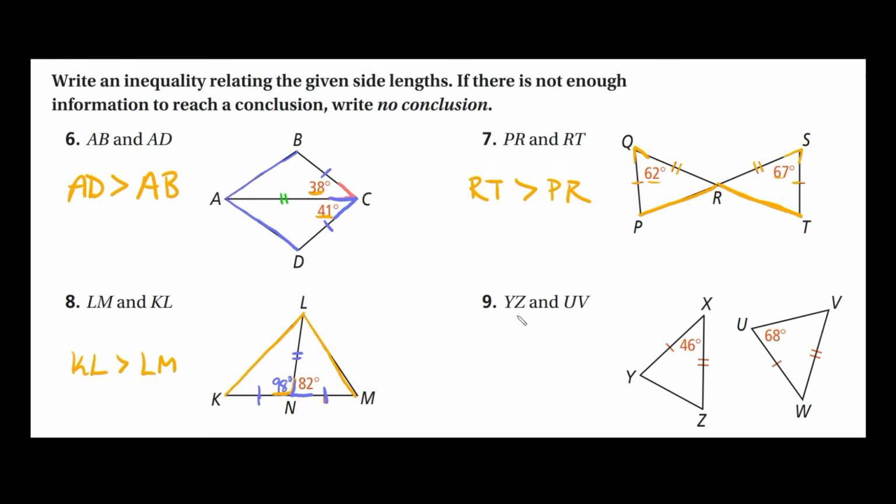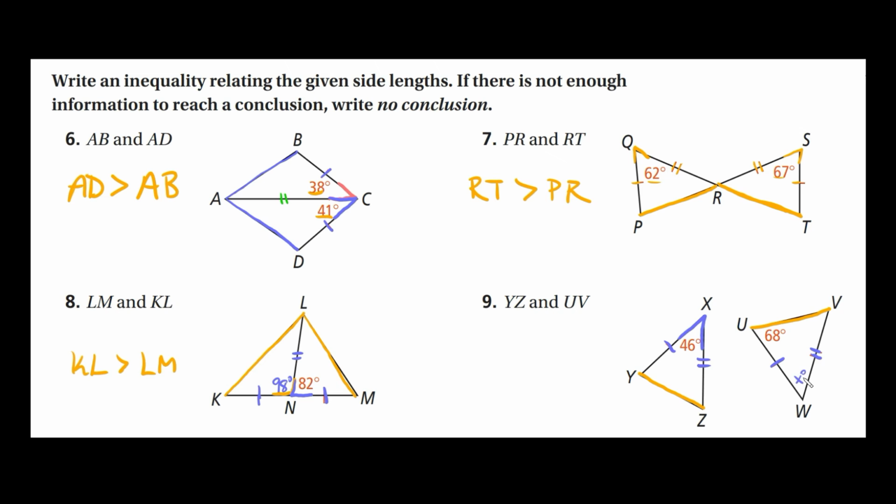Now this last one over here is going to be comparing YZ and UV. All right, so YZ is this one right here, and UV is this guy right here. So we have two congruent sides, right? This side is congruent to this side, and this side is congruent to this side. Now here we have the angle between the two congruent sides, right? But over here, as you can see, this angle is not between the two congruent sides. That would be this angle over here, which we don't know.